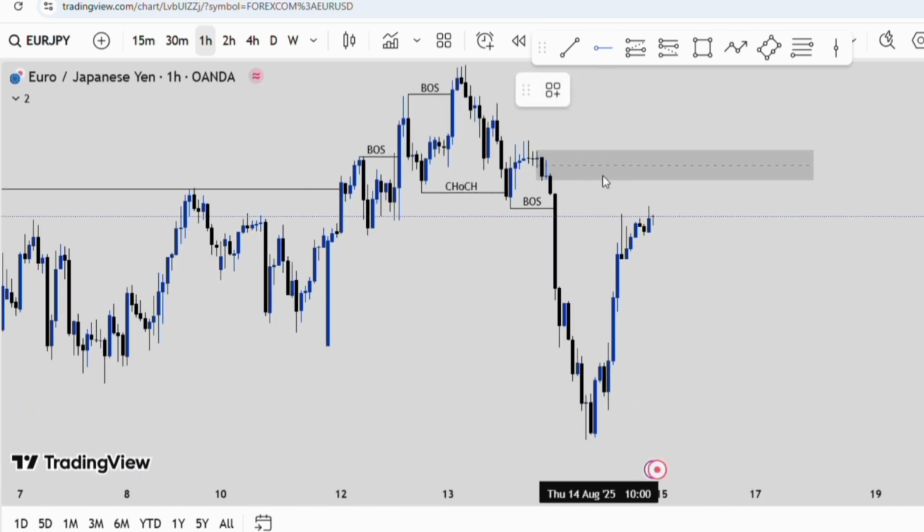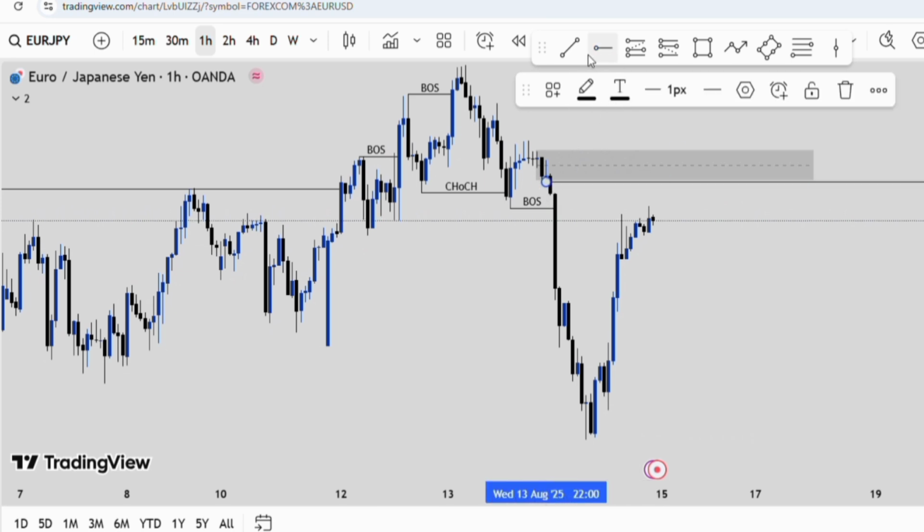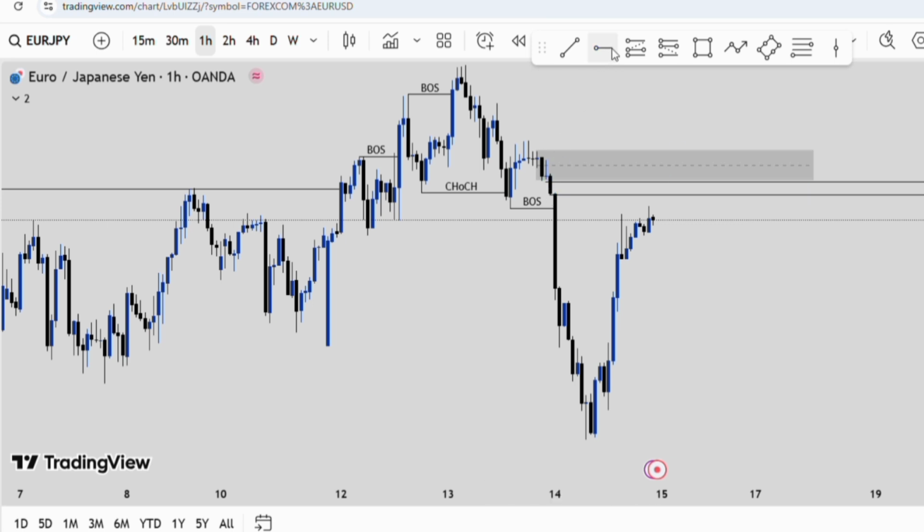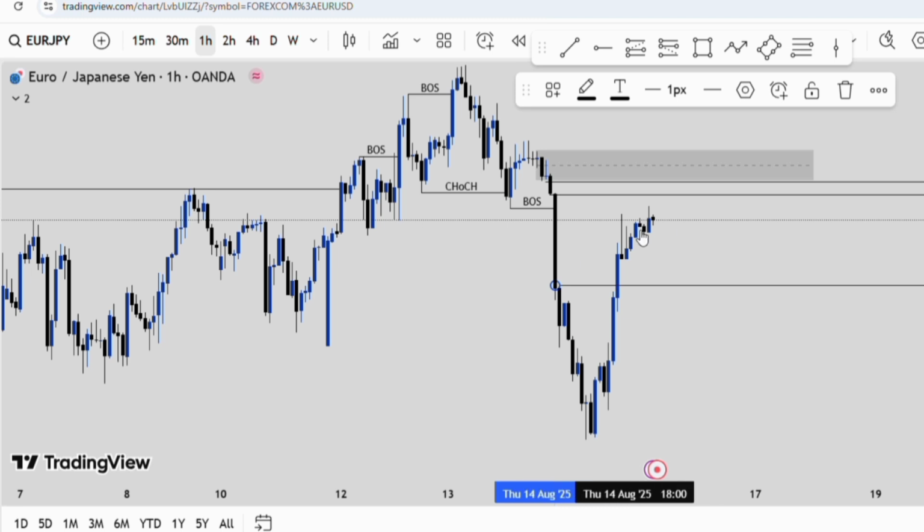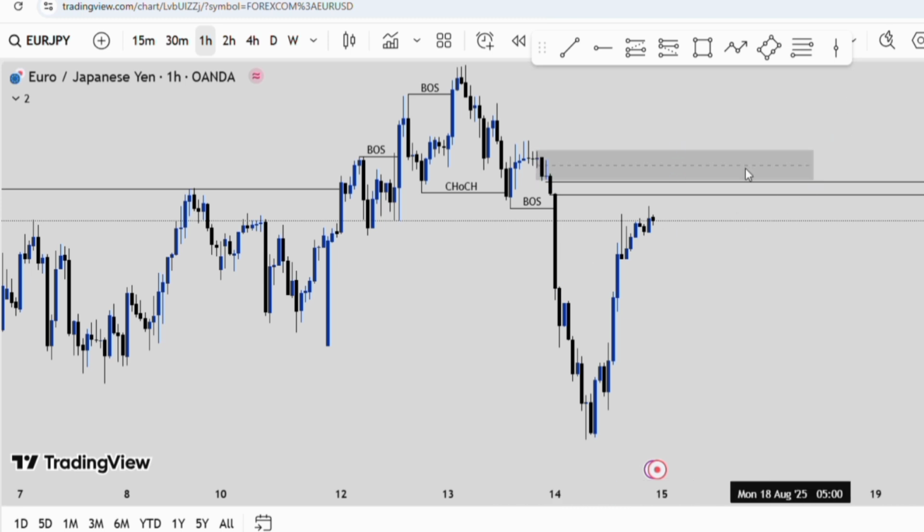Now, let's see if we can see any fair value gap over here. You can see our fair value gap from here. We have so many fair value gaps to here. We have another fair value gap from here to here. Price is already in our fair value gap. So therefore, this order block is a valid order block.